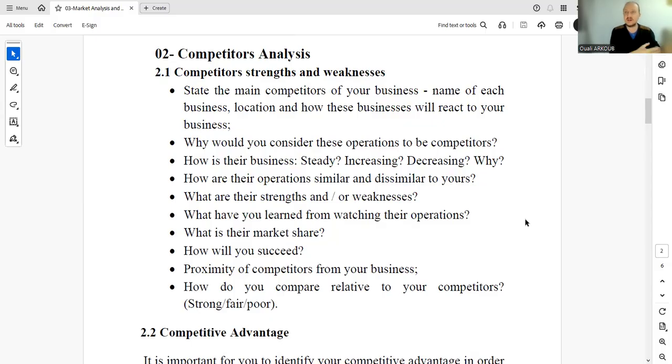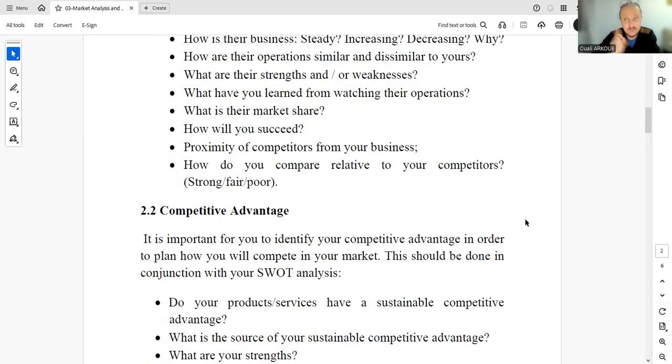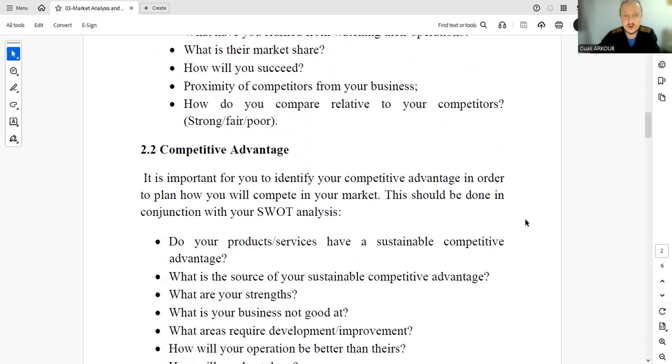Also consider the nature of their services and goods, whether they are far or near, and the characteristics of your services or products. How do you compare relative to your competitors? Strong, fair, poor: you must classify your competitors as the strong competitors, the fair competitors, and the poor competitors. Second element, competitive advantage. If you have a competitive advantage, it is important for you to identify it in order to plan how you will compete in your market. Identify the nature and the type of your competitive advantage.